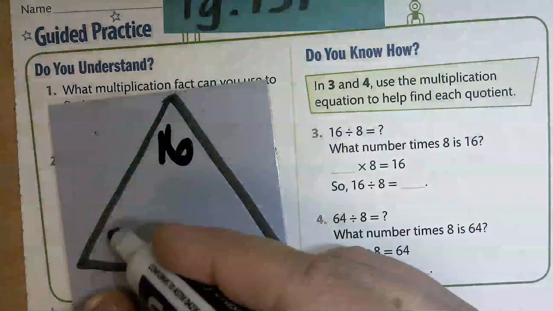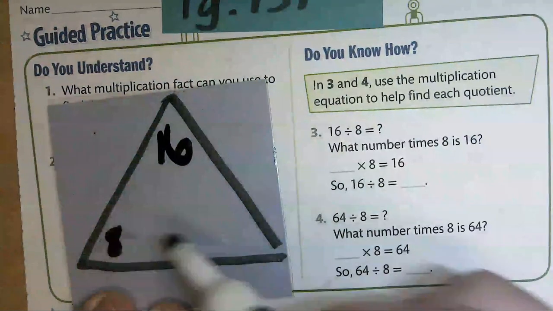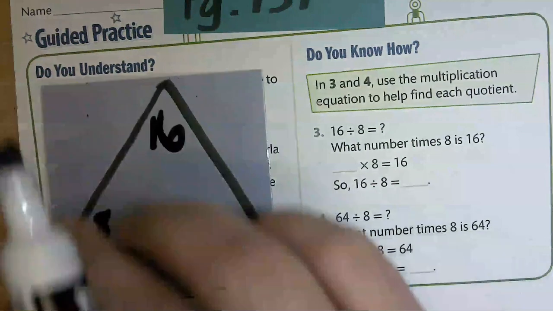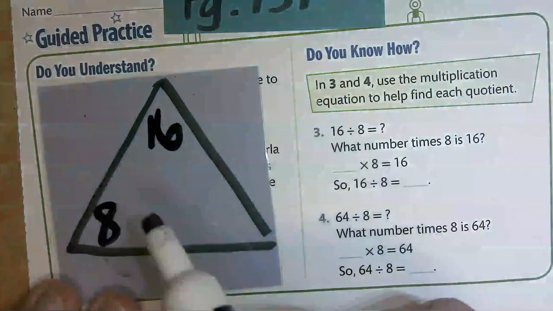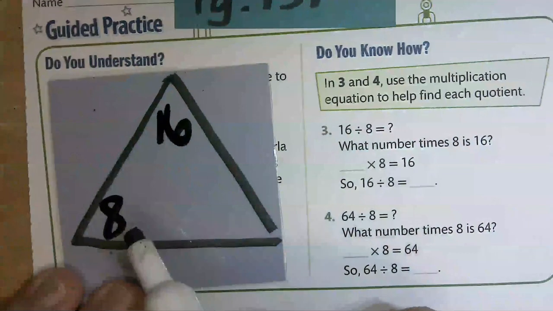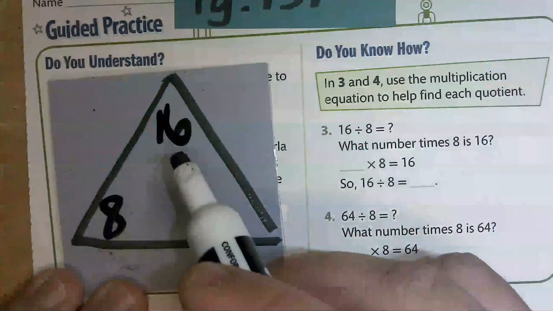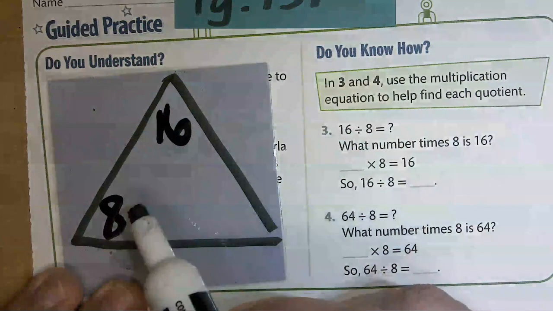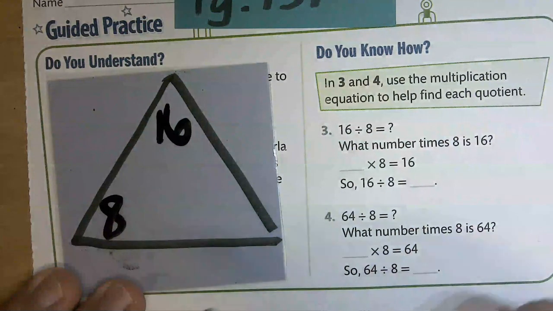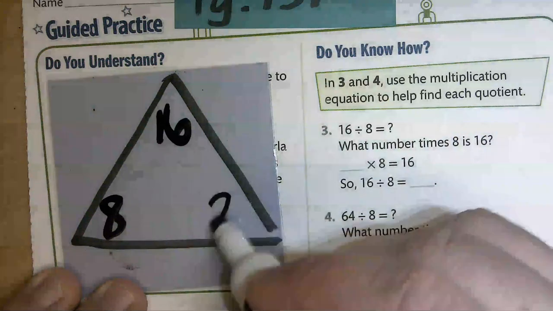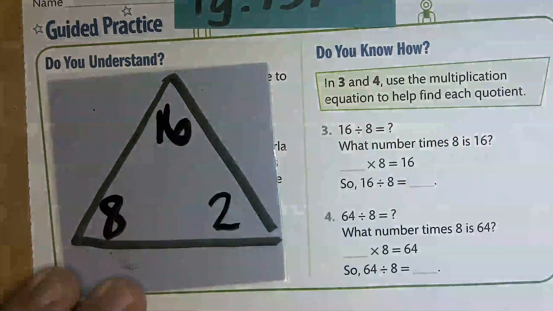My 8 is going to go down here because this is one of the 2 factors, the 2 things that I'm multiplying together to get to that 16. So I can say 8 times what will equal 16? Let's see. Do you know what that is? 8 times... Well, this is 8 times 2 is 16.